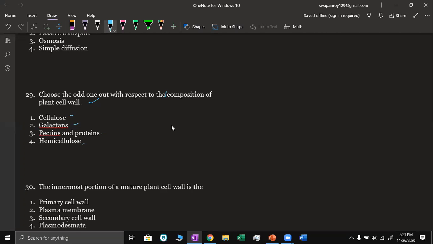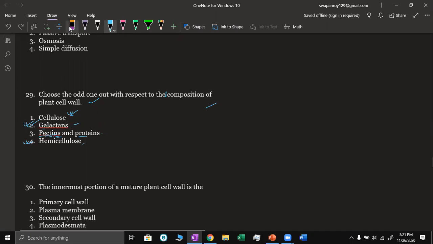Plant cell wall is made of cellulose as the main substance. Besides that, there is hemicellulose. Pectic substances are there, and some protein. Pectic substances are in the middle lamella and also in the main cell wall, but their amount is very less. Main is cellulose. Galactan is odd here.